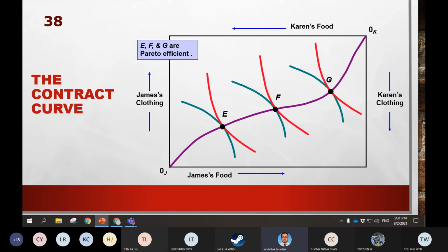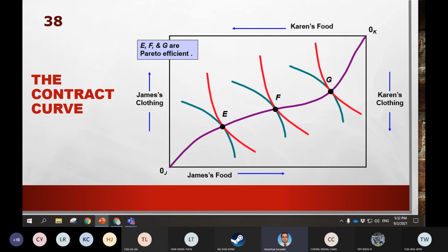So in this figure, we have three allocations labeled E, F, and G, which we call Pareto efficient, because if you want to make, let's say, James better off, then we need to make Karen worse off, and vice versa. Although each involves a different distribution of food and clothing, one person could not be made better off without making someone else worse off. This is what we call, again, Pareto efficient.